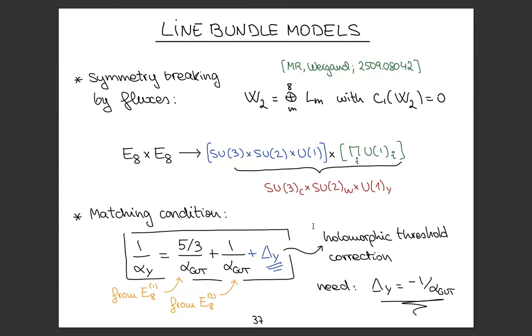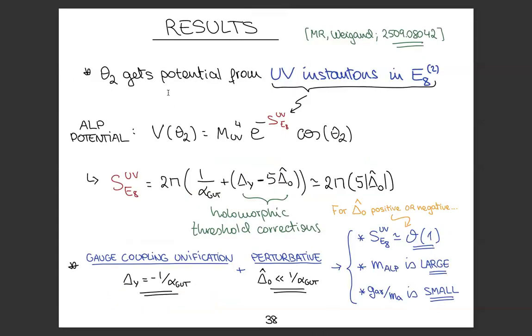But assuming you can do it, and assuming you can construct this model where every non-abelian sector in the second D8 is removed, then you can ask how light is theta 2. Theta 2 is always going to get a potential because we know that it cannot be a flat direction, it cannot be an exact global symmetry. Then what you realize is that there are UV gauge instantons in the second D8 inducing a potential of this form. There is a UV scale as usual times an exponential suppression.